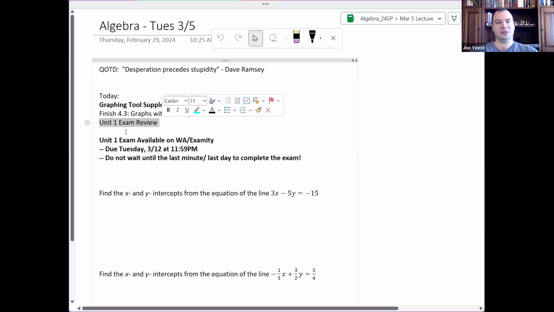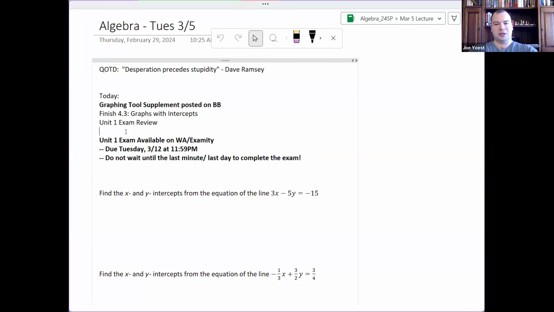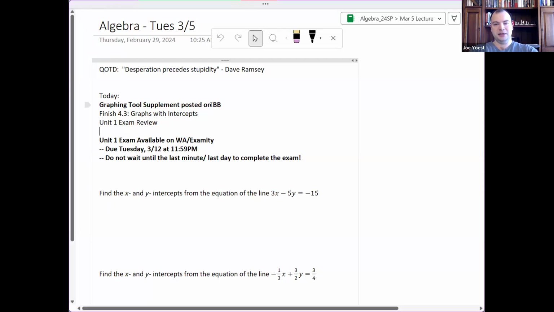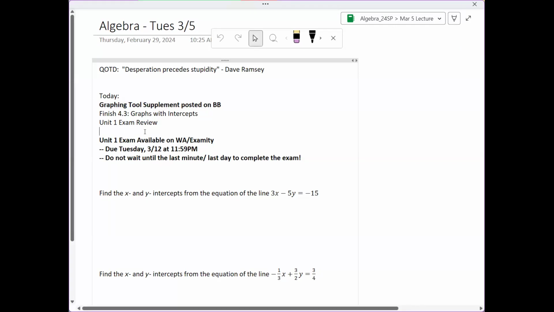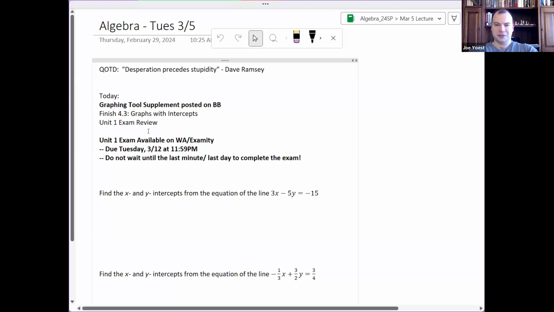In the exam one review today, we'll take a look at going through some of how that graphing tool works. And then there's also the supplement posted on Blackboard that might also help. Okay, thank you. Yep, sure. Any other questions?